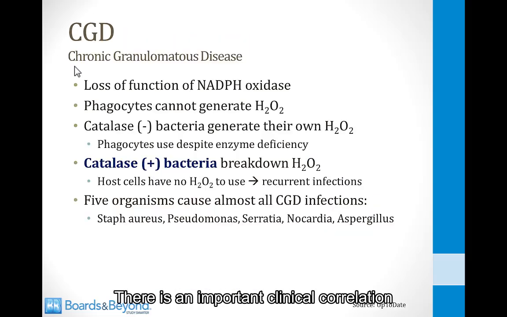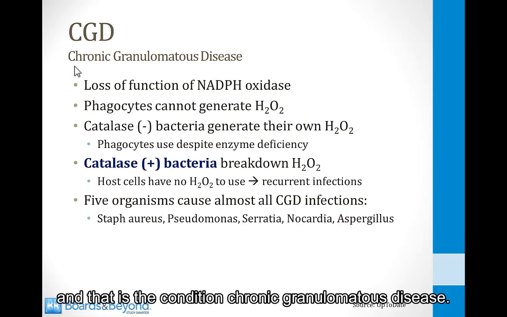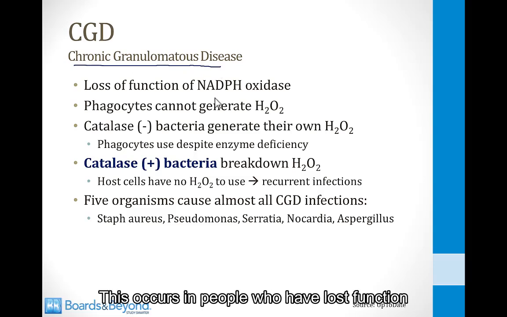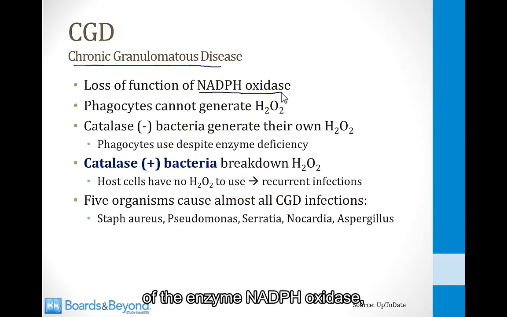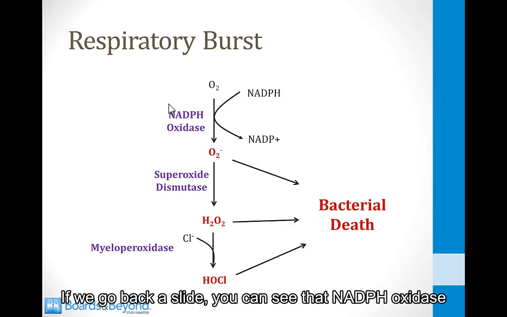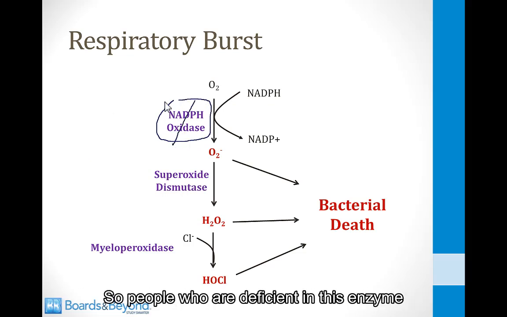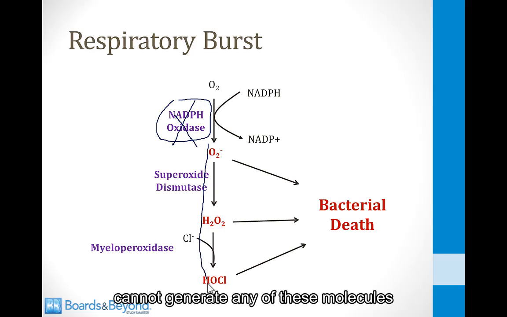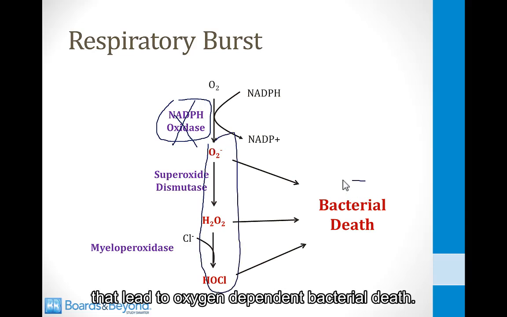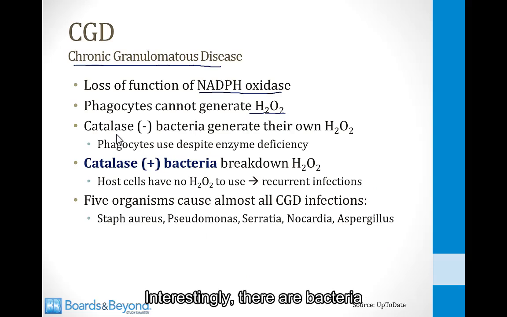There is an important clinical correlation of the respiratory burst, and that is the condition chronic granulomatous disease. This occurs in people who have lost function of the enzyme NADPH oxidase, and therefore their phagocytes cannot generate hydrogen peroxide. If we go back a slide, you can see that NADPH oxidase is the enzyme that starts this whole process going. So people who are deficient in this enzyme cannot generate any of these molecules that lead to oxygen-dependent bacterial death.